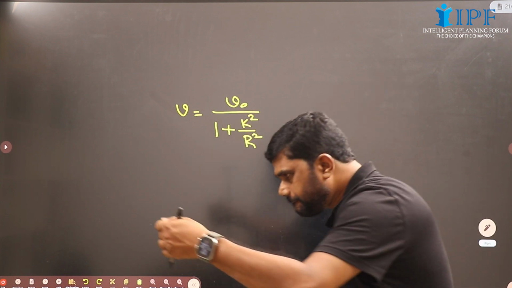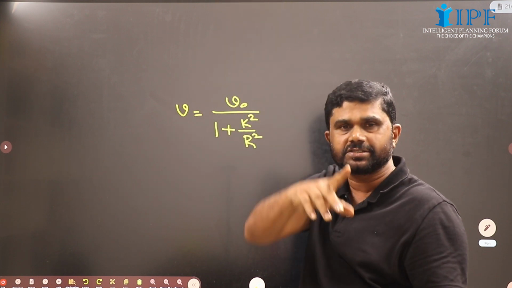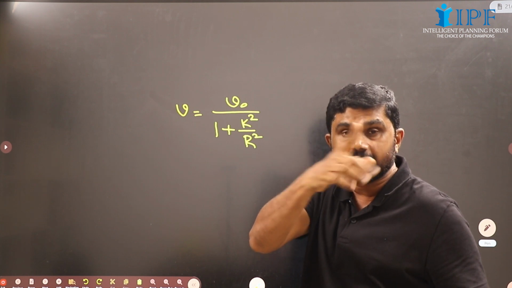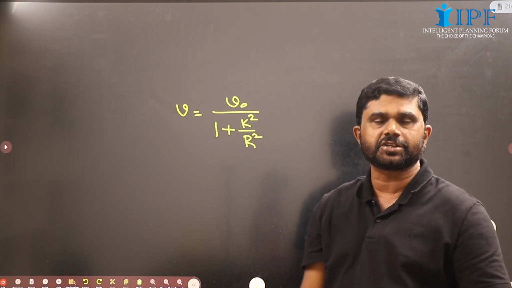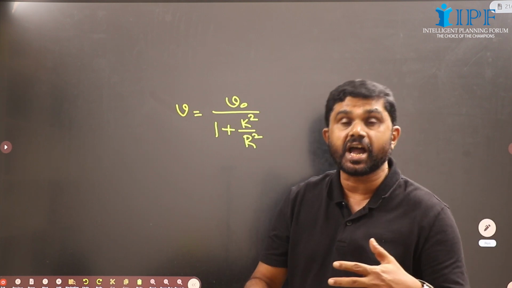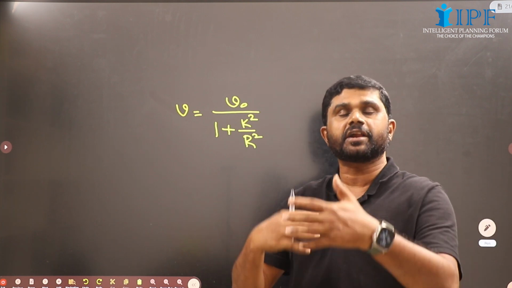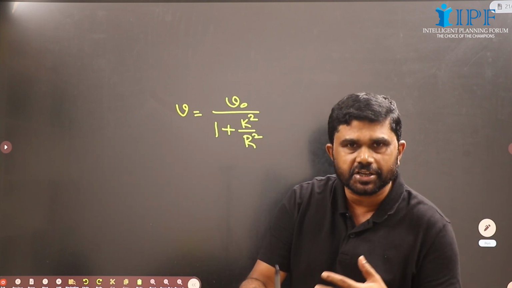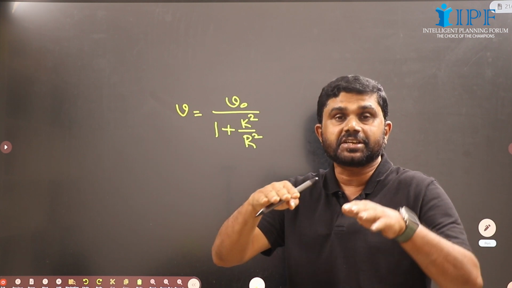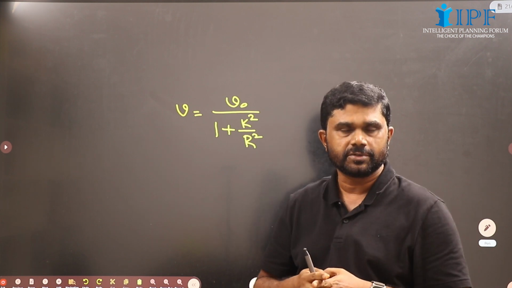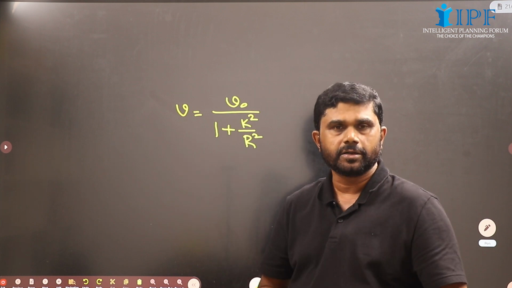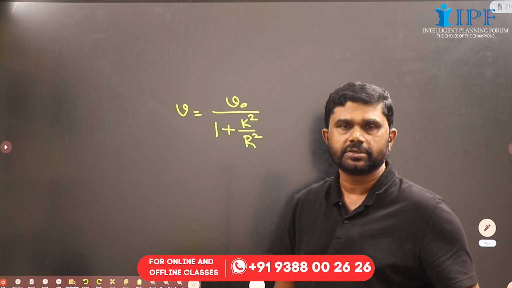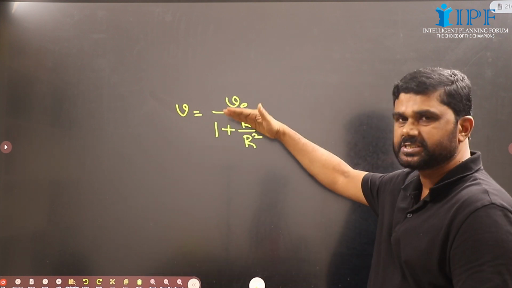Suppose a ring is thrown with an initial velocity v0. Initially it will be sliding. The frictional force discourages translational motion and encourages rotational motion. So the friction provides angular acceleration and linear retardation. Linear velocity goes on decreasing, angular velocity goes on increasing. At a certain stage, these two will become balanced. v will become equal to omega r. The body starts pure rolling. At that moment, its velocity will be v0 by 1 plus k square by r square.